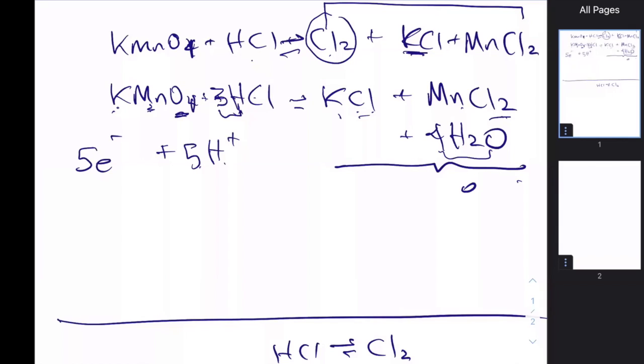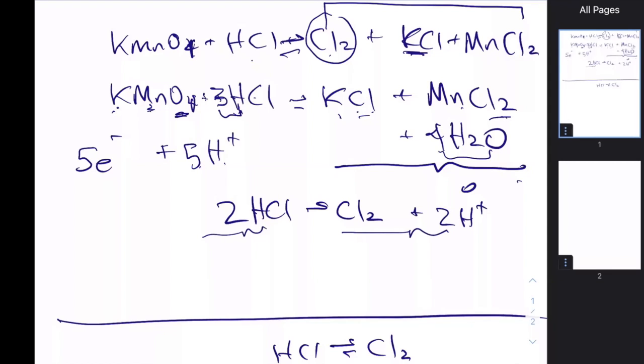Now I look at my second reaction, HCl going to Cl2. And I can see I need 2 potassium chloride here. Okay, and you can see that I don't need to worry about oxygen. I do need to worry about hydrogens. Two hydrogens there. This side has 0. This side is positive 2. I need 2 electrons here.